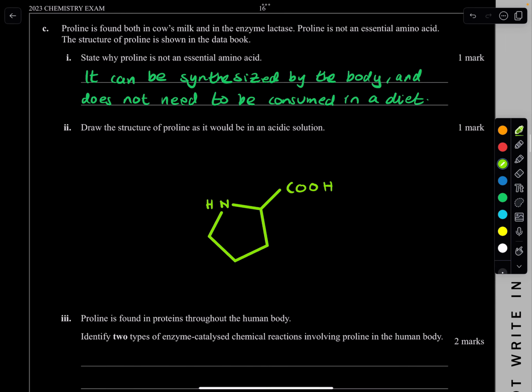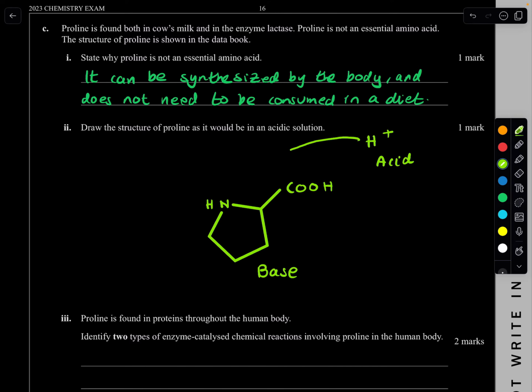Now, in an acidic solution, imagine the environment is filled with acid, meaning that it has a lot of H plus ions. Because it is very acidic, your H pluses are going to act as our acid, and hence proline is going to act as a base. And remember what an acid does: it donates protons, whereas a base accepts them.